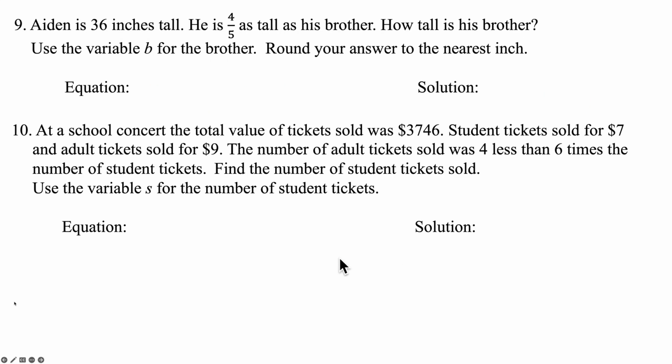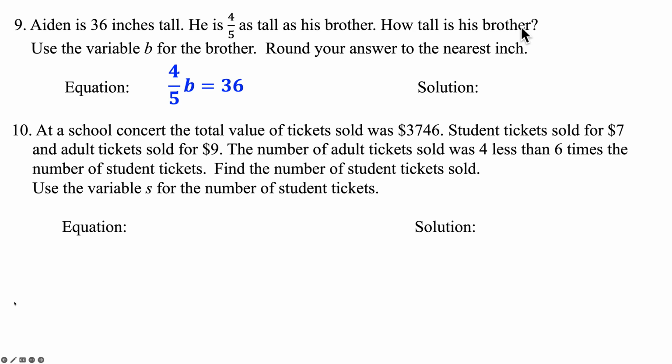All right, number 9, Aiden is 36 inches tall. He is 4/5 as tall as his brother. How tall is his brother? Use B for his brother. So he is 4/5 times his brother is equal to 36.